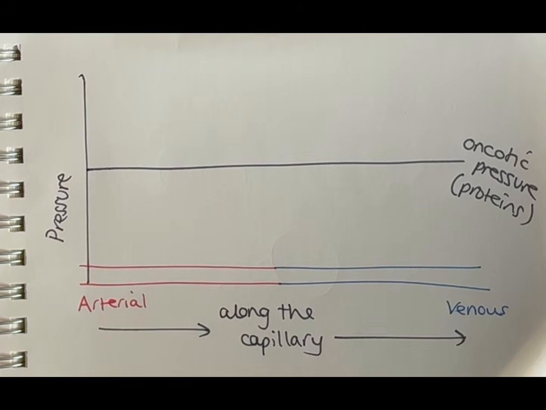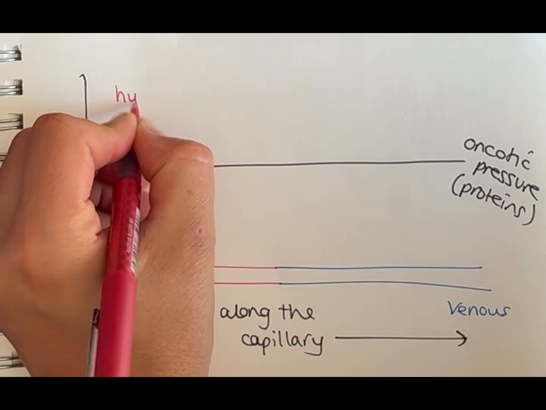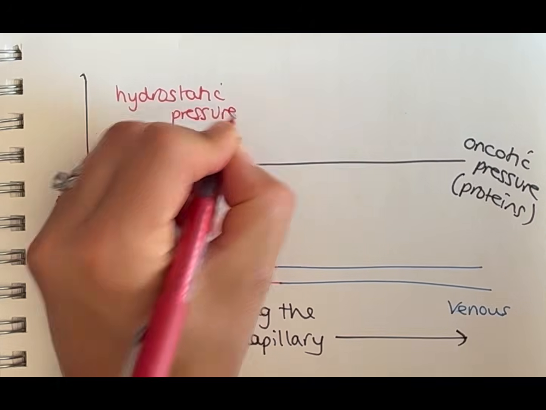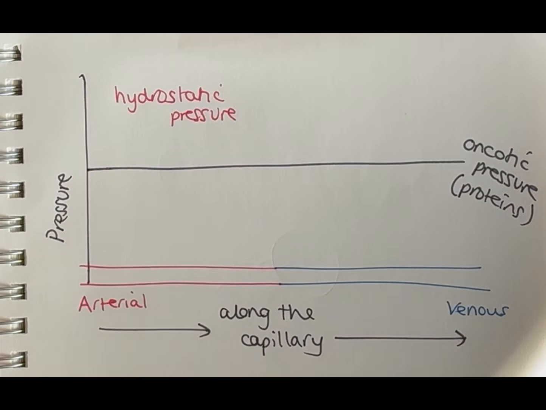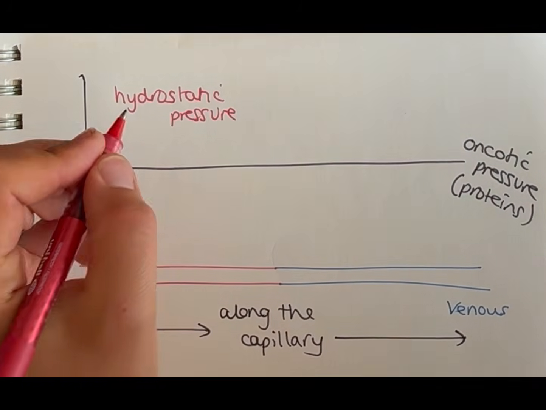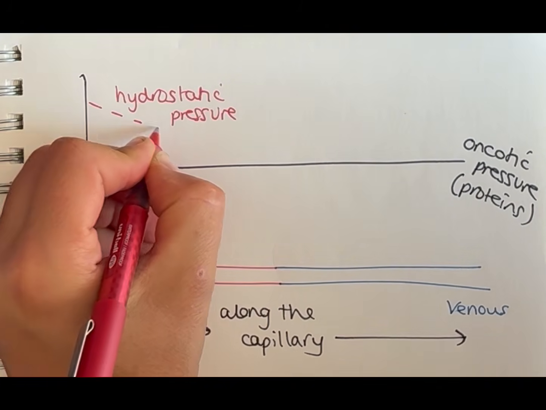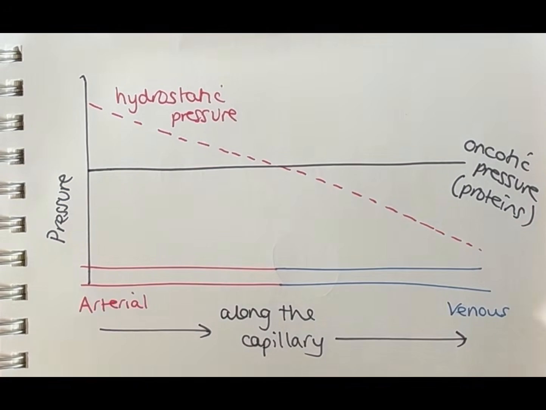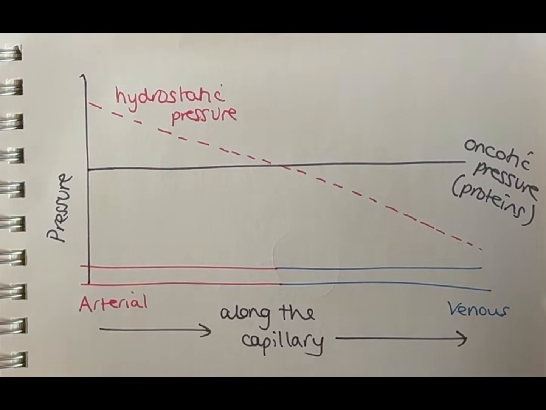We've talked before about the hydrostatic pressure. So that's the pressure that is exerted on the fluid within the capillary. It's due to the heart beating, forcing water and small molecules out of the capillary. That starts off really high at the arterial end, but it decreases, partly because we're getting further away from the heart, but also because water and small mineral ions are moving out of the blood into the tissue fluid. And that means we get a change in pressure.